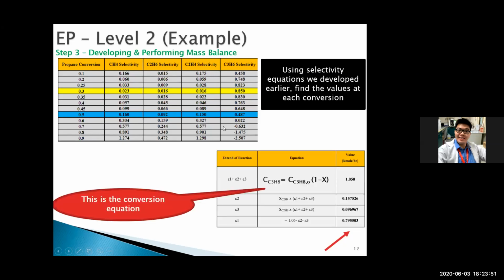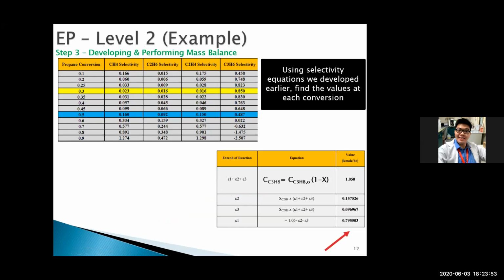For the example here, I'm going to take 50%. So the extent of reaction is equal to the conversion of propane, so as what you learned, Ca equals Ca naught times 1 minus the conversion. We already know our feed, but remember our feed to the reactor is the outlet from the distillation column. So from here, we can get the value for epsilon 1 plus epsilon 2 plus epsilon 3.